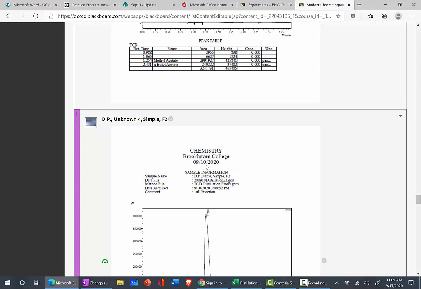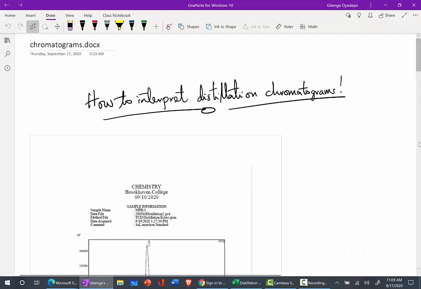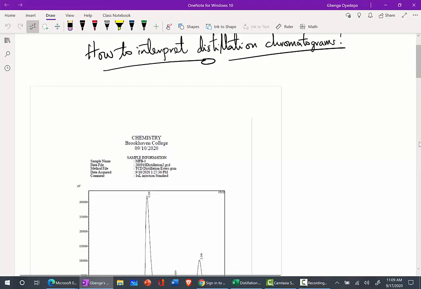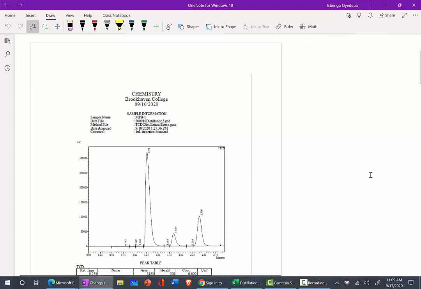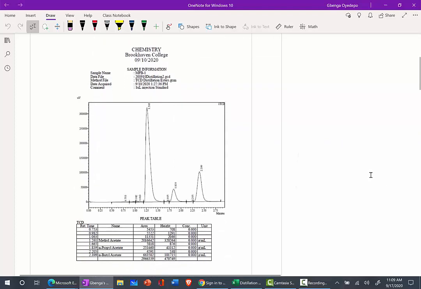Now, let me explain how to analyze these chromatograms. I will use the standards that I told you about initially. I will use them as examples. This is standard number 1. These standards were used to generate a calibration curve, which would allow you to calculate the percentage of each of the components in your sample after the GC.